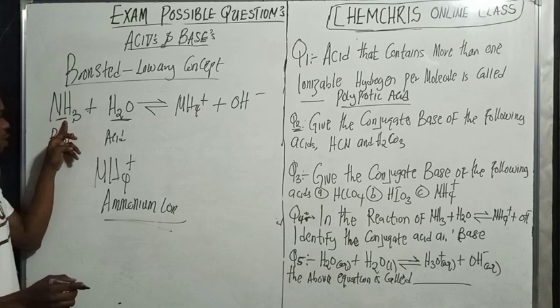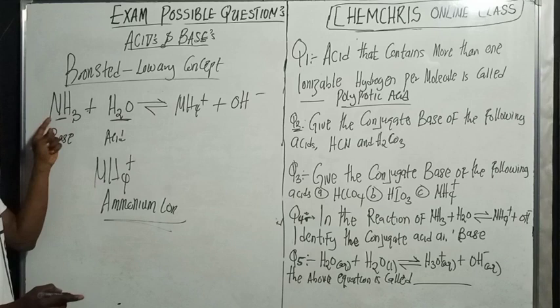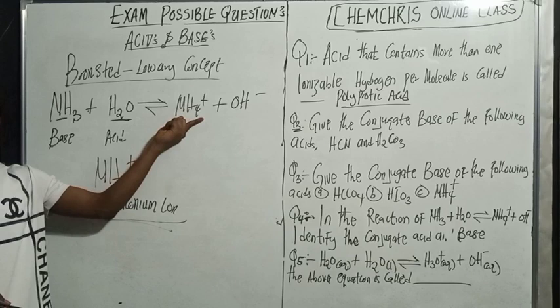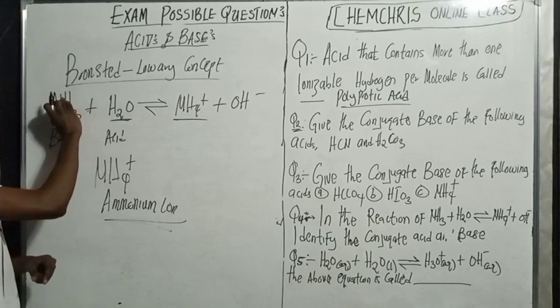So this ammonium ion is formed when ammonia accepts one hydrogen. You follow? When ammonia accepts one hydrogen from water here, how many hydrogens are here? Three. When it accepts one hydrogen, it becomes four. You understand? So this one is from this guy that has accepted a proton from this other one here. Do you understand?